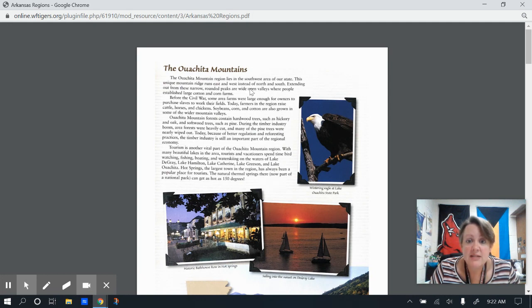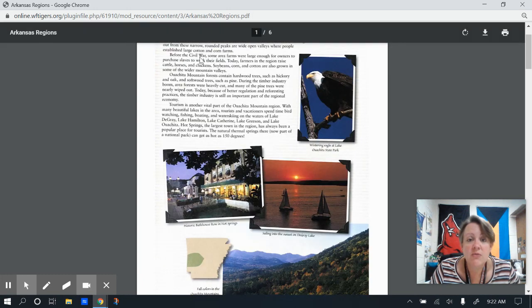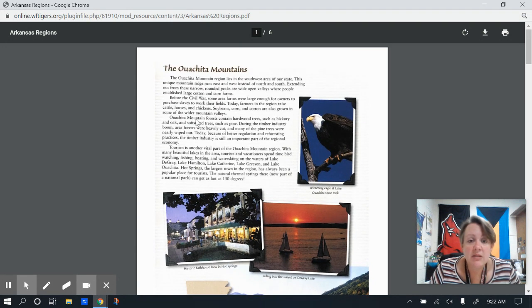If there's anything unique, it says this is unique. It runs east and west instead of north and south. Okay, add that. And it talks about the geography of rounded peaks, valleys, where people established large cotton and corn farms. So that's historical stuff. And again, there's some more historical stuff. Before the Civil War, farms had slaves, but today Ouachita Mountains include cattle, horses, chickens. Soybeans, corn, and cotton are also grown in some of the valleys. So there could be like 4 different points here, perhaps, because there's 4 different paragraphs.